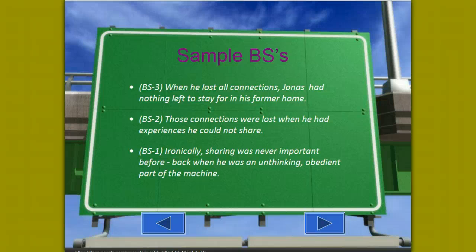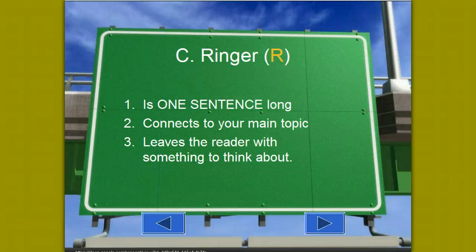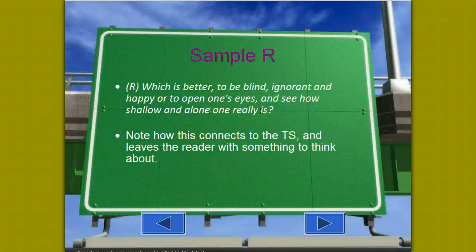All right, now you're ready for the last sentence in your paper. That's the ringer. It's one sentence long. It's going to connect to your main topic, and it will leave the reader with something to think about. Okay? Here's an example. Which is better, to be blind, ignorant, and happy, or to open one's eyes and see how shallow and alone one really is? See, this connects to the thesis statement, but it opens it up to sort of a big question that can get the reader thinking. That's how you want to end your paper.